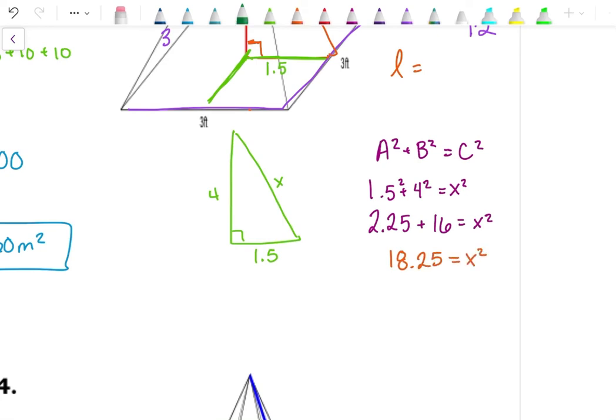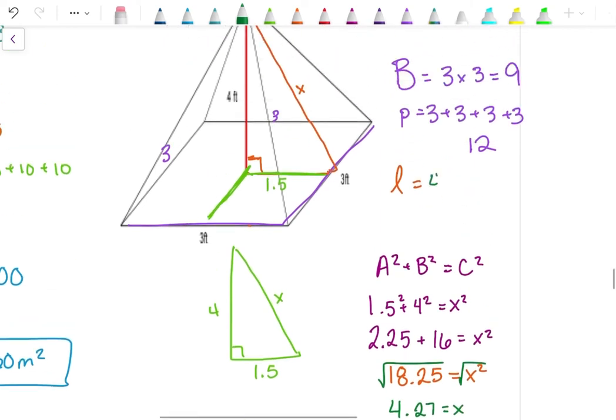Then to get rid of the squared on the x, because I don't want x squared, I just want x, I'm going to square root both sides. And the square root of 18.25 is going to be 4.27, about. Lots of decimals. So that is going to be my slant height, 4.27.